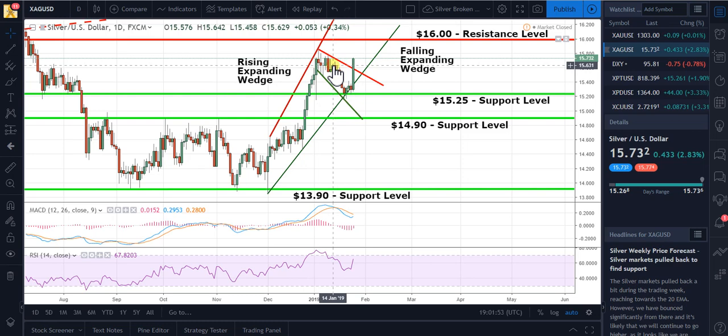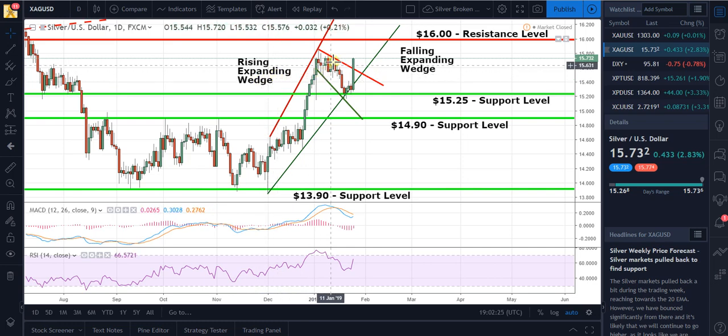Now, I had also stated in my last video that the price of silver looked to be cresting in the MACD and the RSI, and I expected it to continue to fall in price and break the rising expanding wedge to the downside, which was expected because it is a negative pattern, and then continue to trade inside the falling expanding wedge, which is a positive pattern. However, that didn't happen.